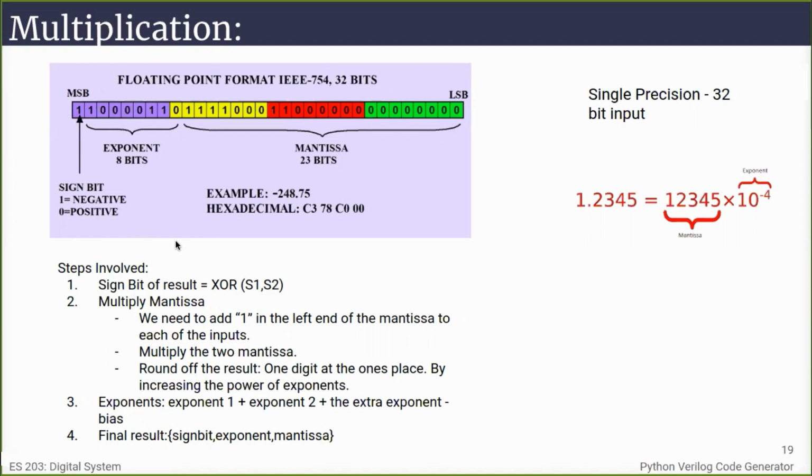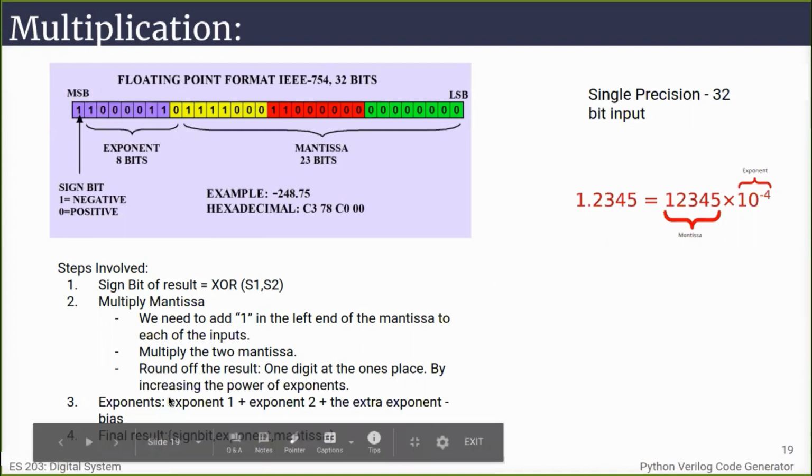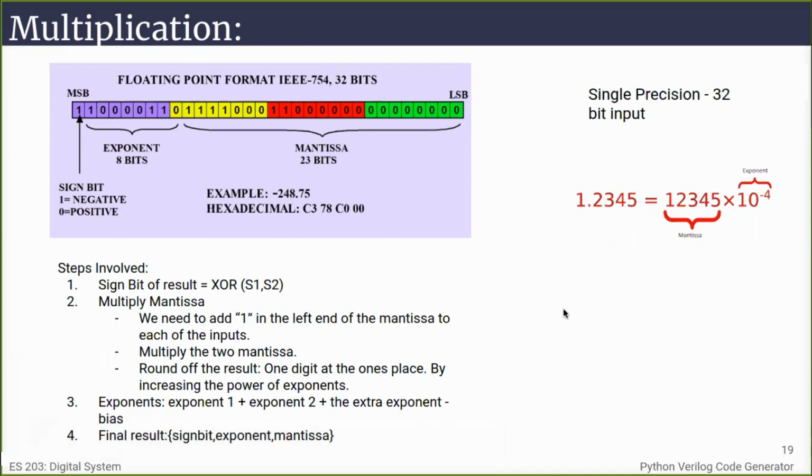If the result of the multiplication is greater than 2, we will normalize by right shifting, such that the mantissa is in between 1 and 2. Now we will deal with the exponents. We will add the two exponents plus the extra component which we got from the normalization part, and we'll subtract the bias involved in the decimal to IEEE conversion.